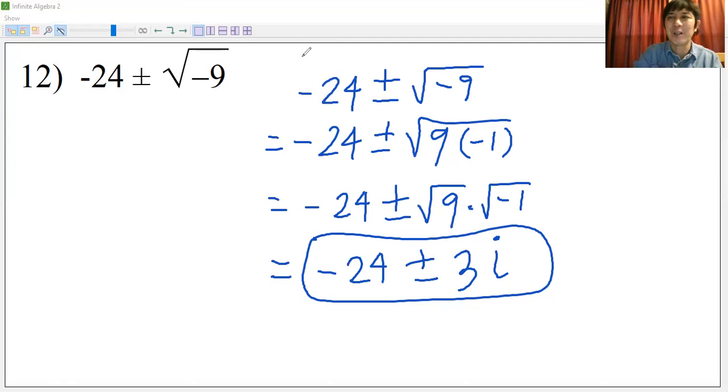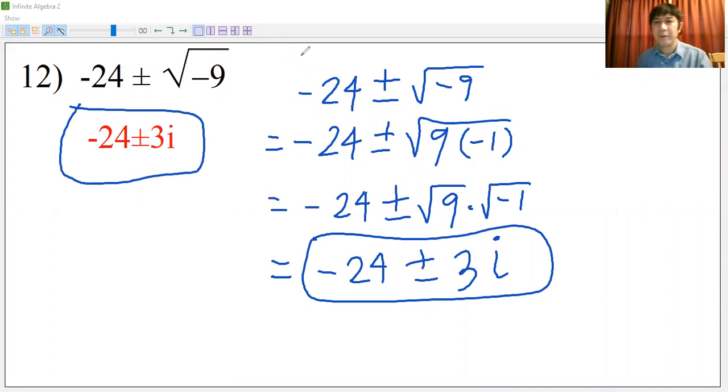Okay, so this is now our complex number. Let's see the answer. Over there, it's negative 24 plus or minus 3i. That confirms our answer there. Let's continue with the next. I hope you're getting the way to do it. We shall be able to see how it's done.